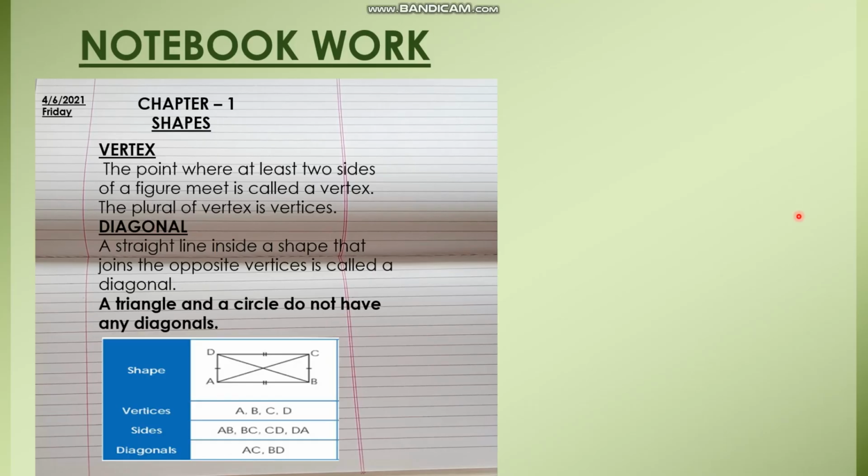My dear children, I hope you completed all your notebook works which are given in the last class. Now I am going to give you some notebook work. So the topics which we learned today are vertex and diagonal. So you can copy these notes of vertex and diagonal in your notebook, and after that you draw this rectangle and name these vertices, sides and diagonals like this.